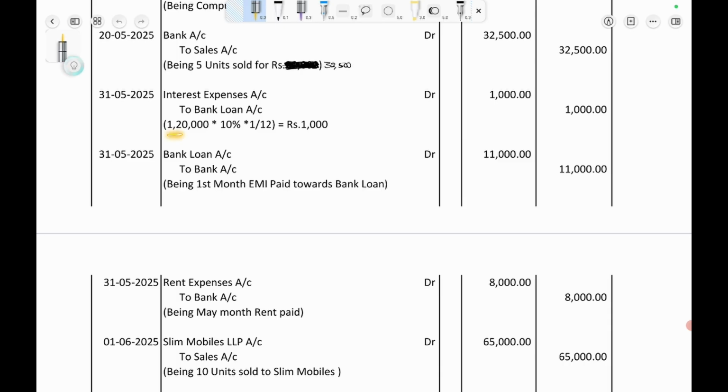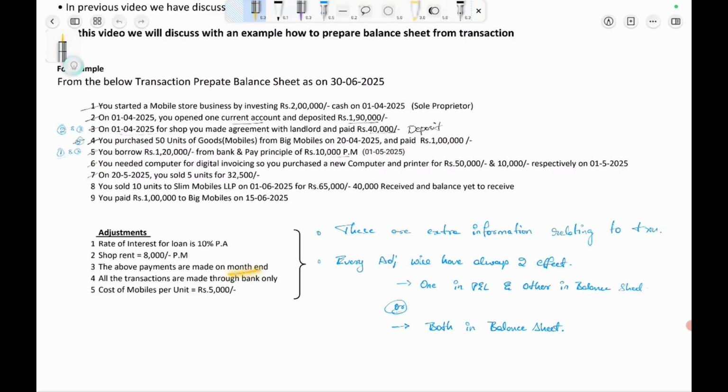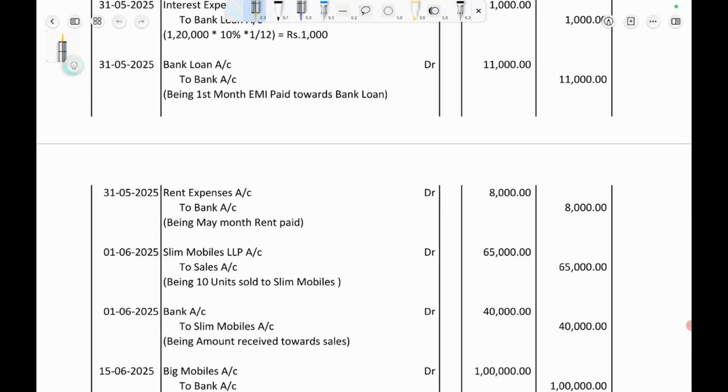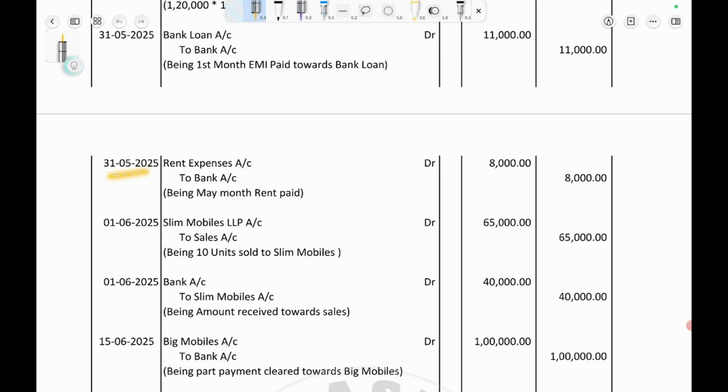You took a loan of rupees 1,20,000 at the rate of 10% interest. 1 month has passed till now, so 1,000 rupees is the interest. Since interest is an expense, debit all expenses and losses. Bank is the one giving the loan, so credit the giver. Now on month end, we have to pay both principal and interest. That is called an installment. Since we are paying the installment amount, money is going out, debit the receiver, credit what goes out. Now another transaction on month end is you have to pay rent. So debit all expenses and losses. Money is going out, credit what goes out.